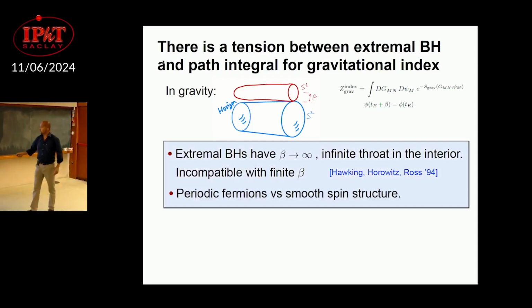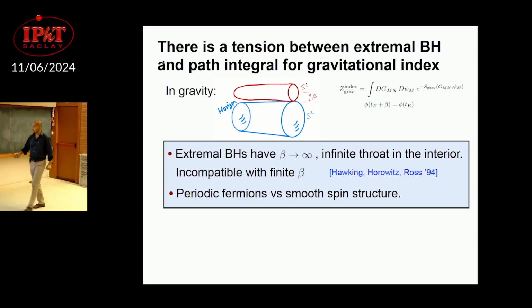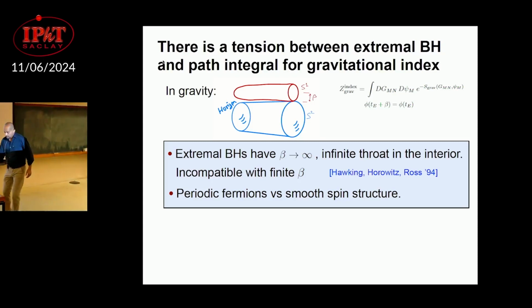The second problem is that this cigar topology admits only one smooth spin structure, but that's anti-periodic at infinity. It's the opposite of what you would expect from supersymmetry. So there are these two problems.